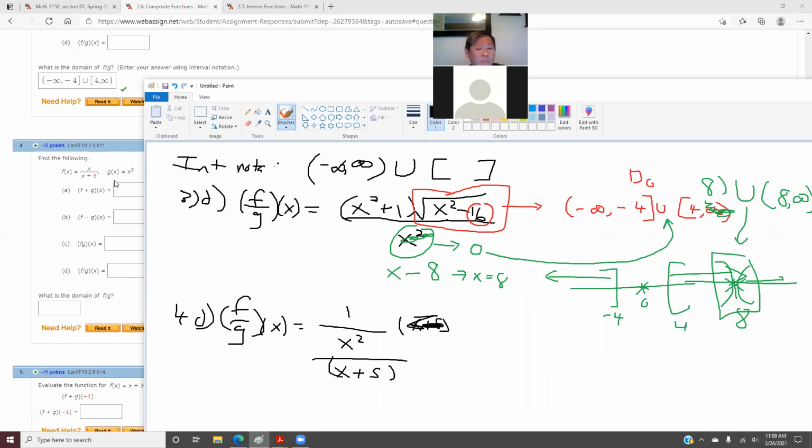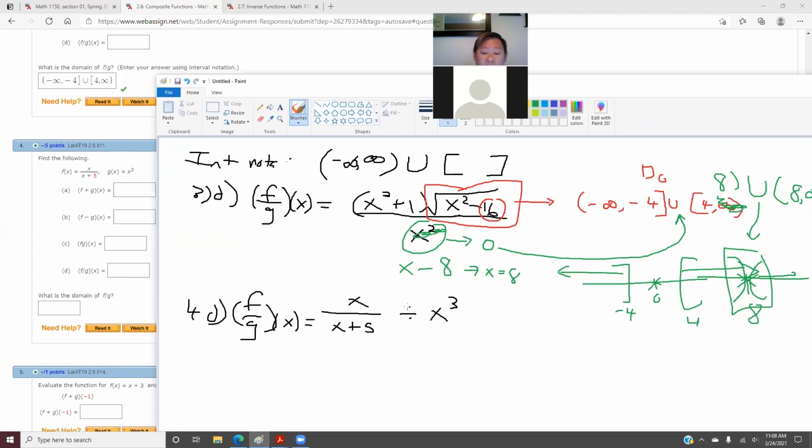So let me do this again, so this is the correct one. f divided by g: f in this case is x over x plus 5, and then you divide it by g of x, which is x cubed. I will change this division to multiplication, and I flip this one, so this will become 1 over x cubed.